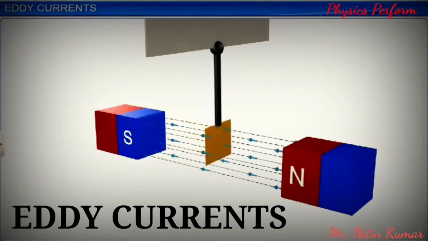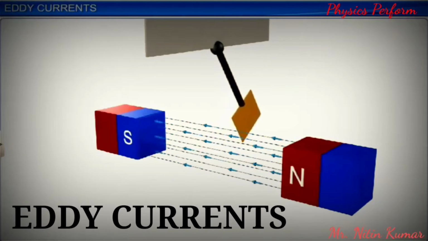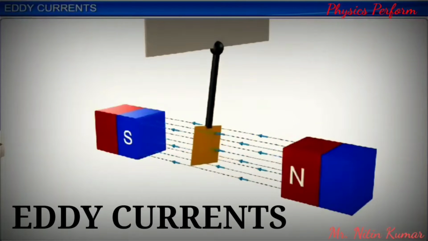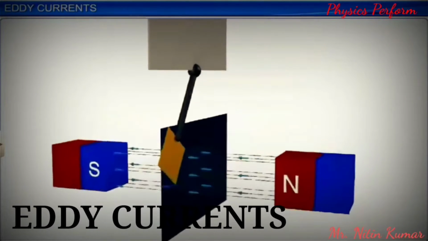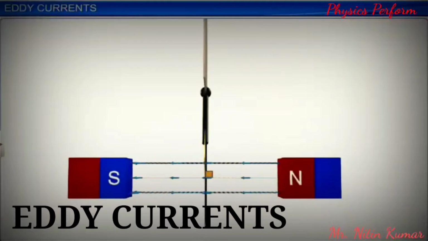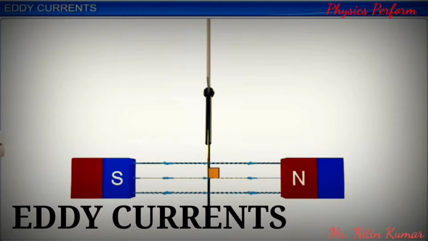We use an apparatus that allows a copper plate to swing back and forth through a magnetic field, like a pendulum. The plane in which the copper plate swings is parallel to the plane of the plate and normal to the direction of the magnetic field.